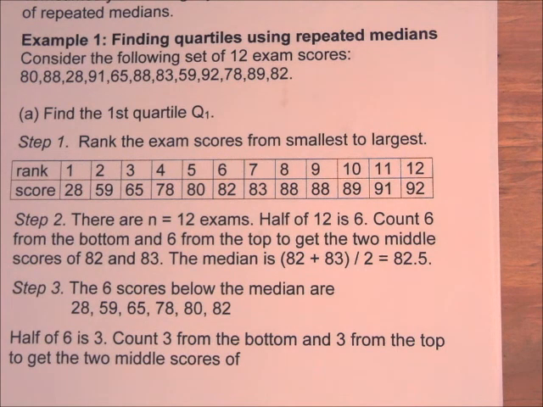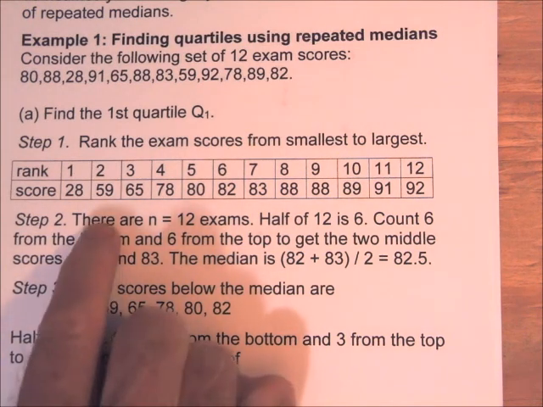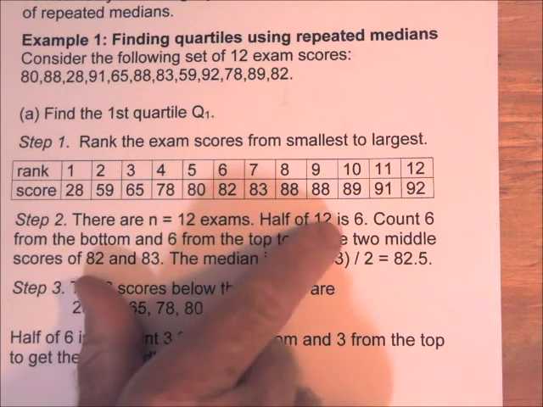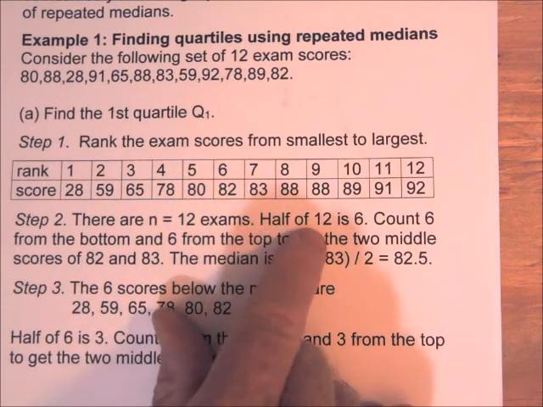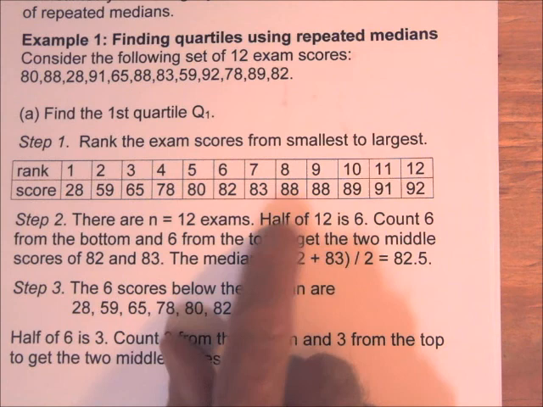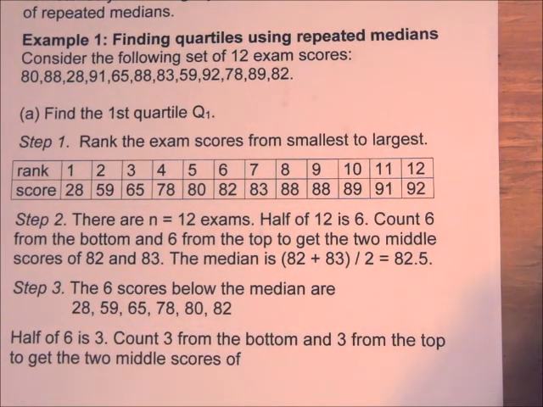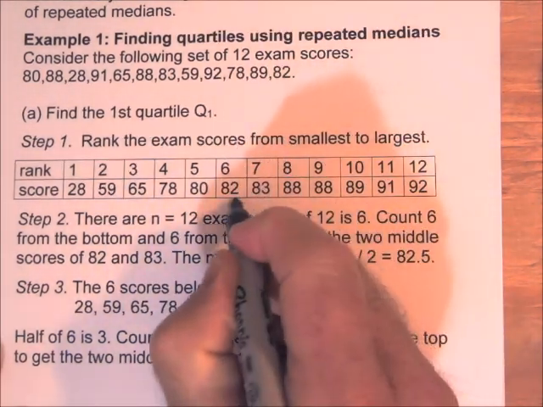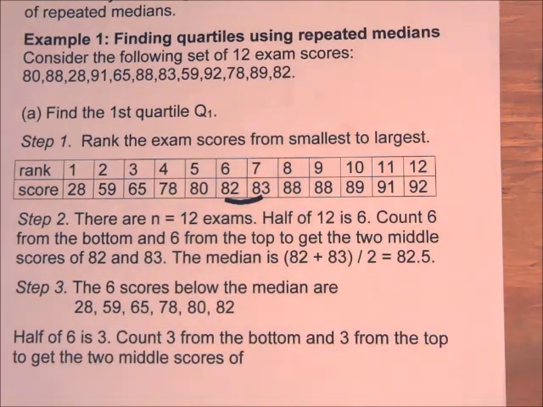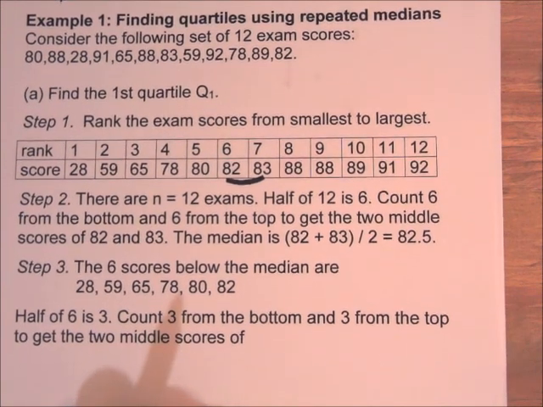And then we want to find the median. Next, step 2 is to find the median. There are 12 scores. Half of 12 is 6. So this is an even number of scores. We want to count 6 from the top and 6 from the bottom to get the 2 middle scores. So the 2 middle scores are going to be the 82 and the 83. We want to take the average of those. 82 plus 83 is 165, divided by 2 is 82.5. So the median is 82.5.